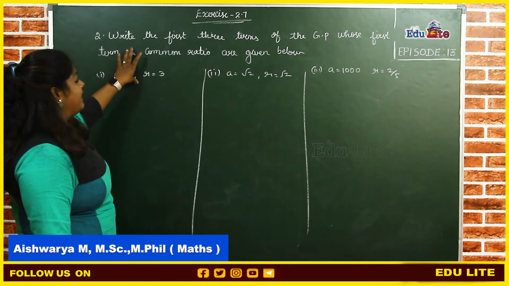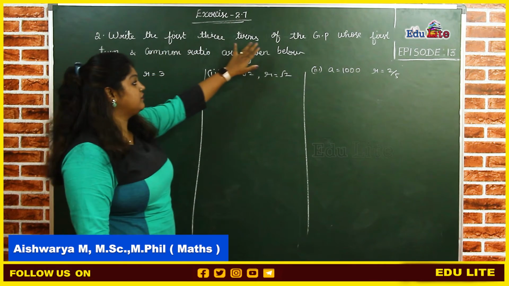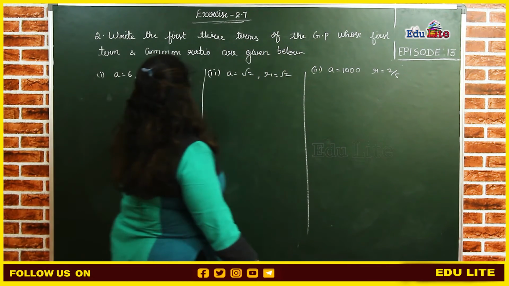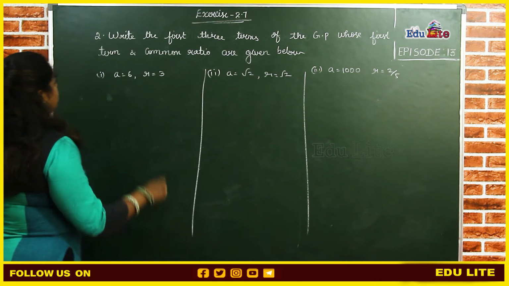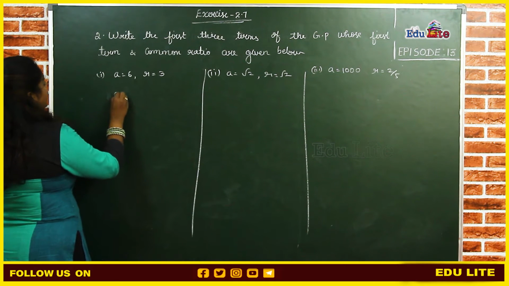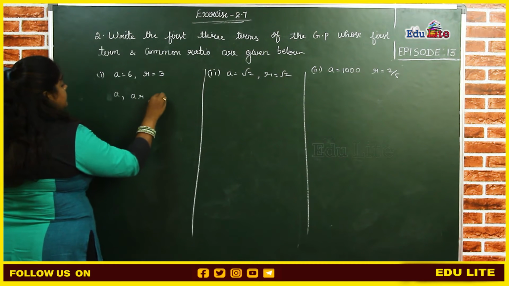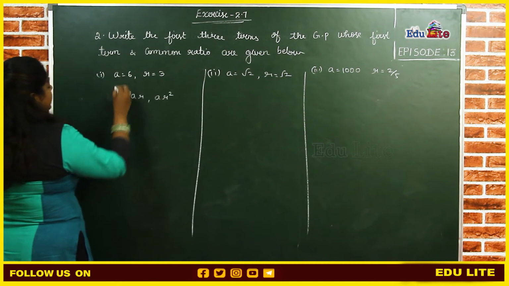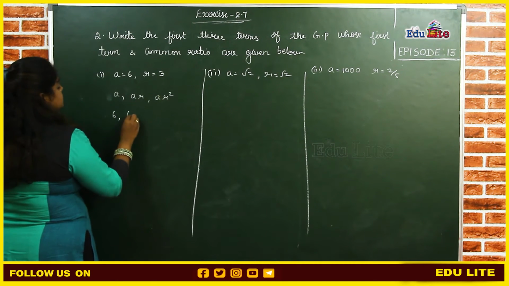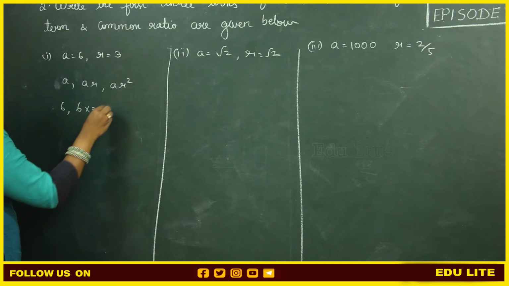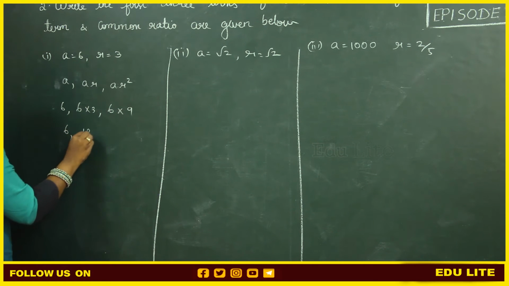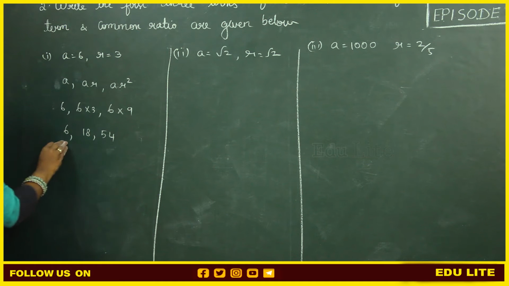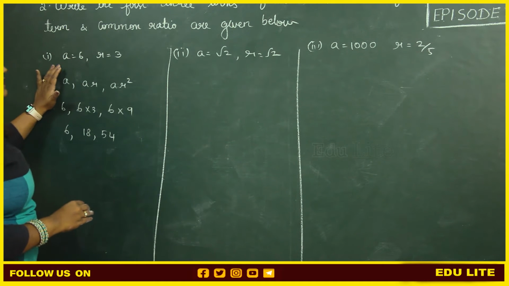In the second problem, we have to find the first 3 terms of the geometric progression, where we are given the first term A and the common ratio R. We know the first 3 terms of a GP are A, AR, AR square. So A value is 6, 6 into 3, 6 into 3 square, which is 9. So 6, 18, 54. These are the first 3 terms of the GP for the first subdivision.